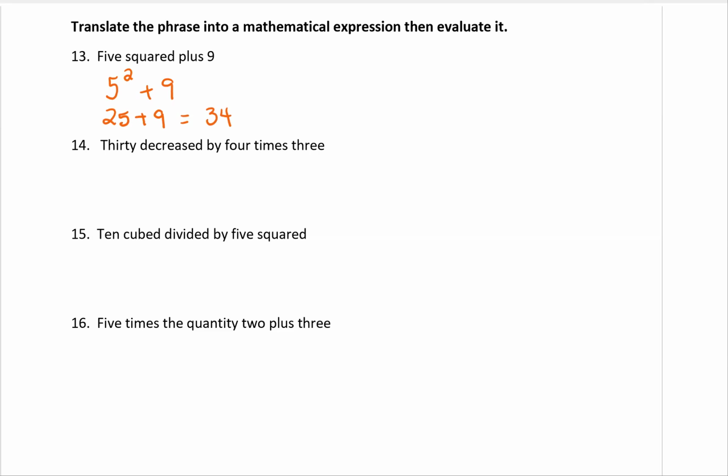Number 14, 30 decreased by 4 times 3. 30 decreased by 4 times 3. You could use a dot or you could use parentheses for multiplication. Don't use an X since you're in algebra class, and an X is going to stand for a variable. Again, we're going to do multiplication first. So we have 30 minus 12, and then 30 minus 12 is 18.